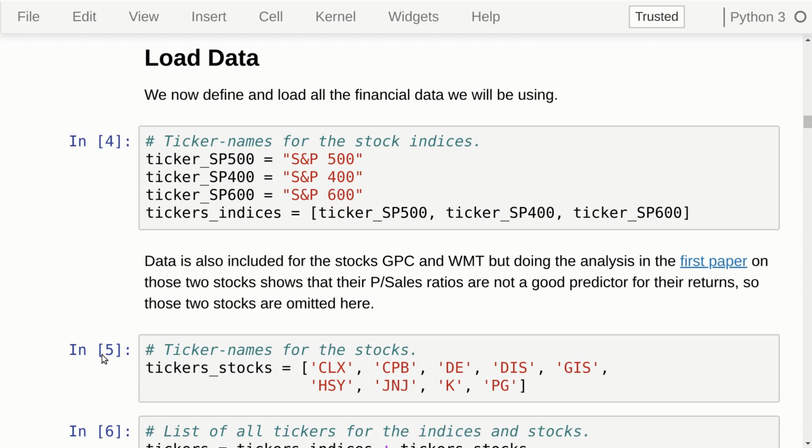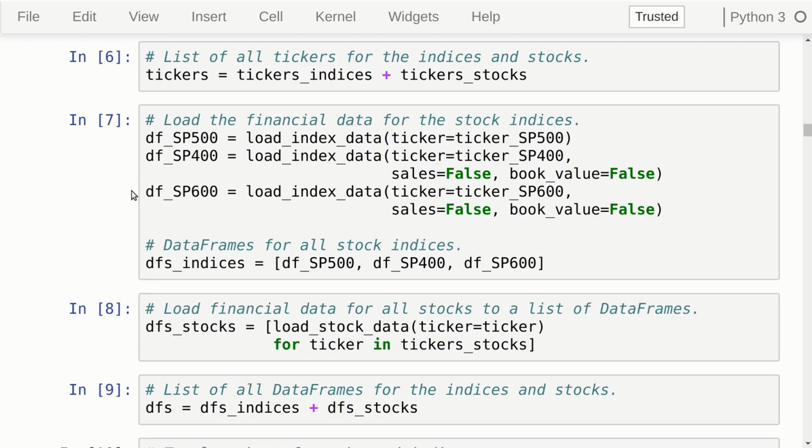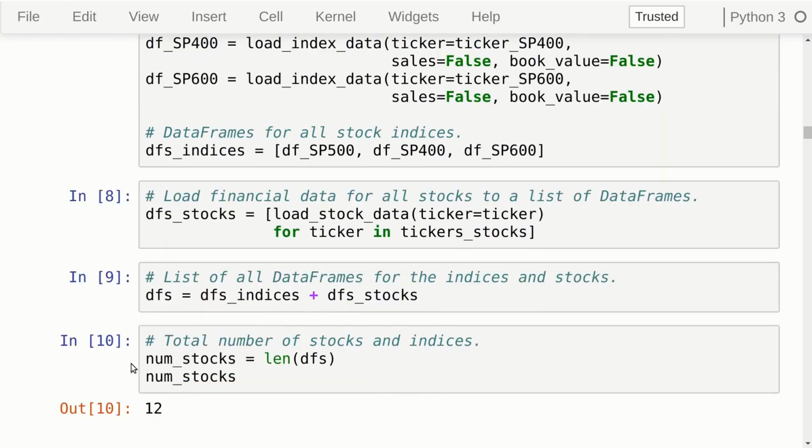So anyway, let's continue. And then we actually load this data into pandas data frames. We load it for the stock indices up here, and we load it for the stocks here. So the total number of assets that we will consider is 12, and this is fairly small. And I will get back to this discussion further below, but I think you should probably have at least 100 stocks for this to work.